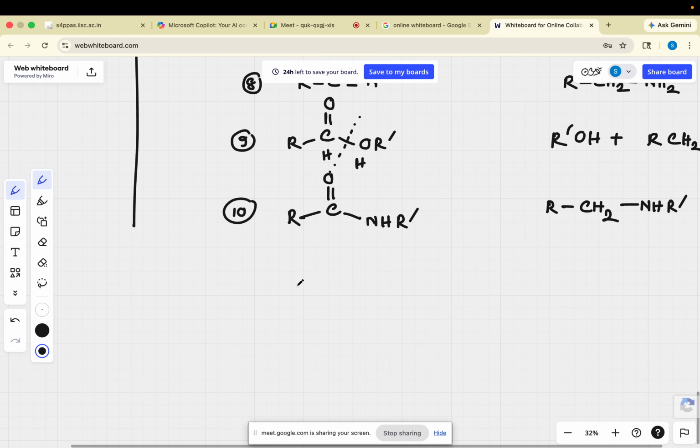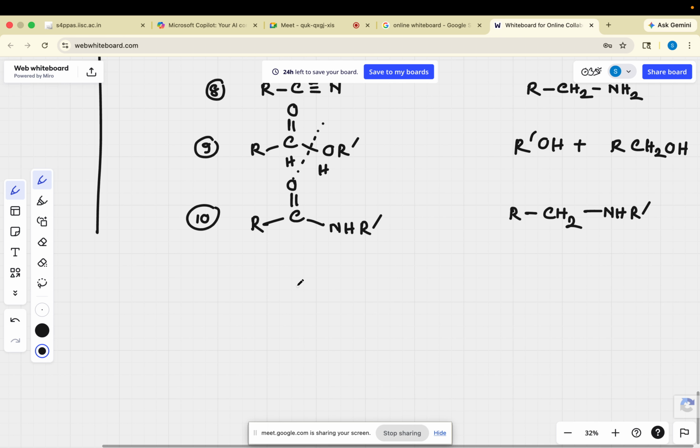Last one. See, basically, if you take an amide, here don't do it like this. Here don't add hydrogen. That is an experimental thing. So add two hydrogens here and two hydrogens here. Basically water will be released from this part, and you are getting this amine compound, a secondary amine.